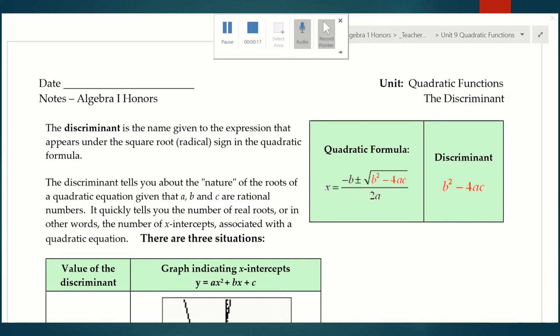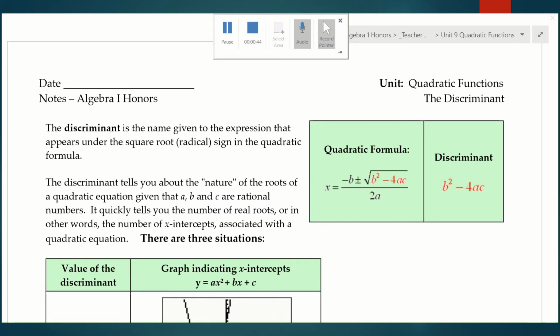It says the discriminant is the name given to the expression that appears under the square root or the radical sign in the quadratic formula. The discriminant tells you about the nature of the roots of a quadratic equation, given that a, b, and c are rational numbers. It quickly tells you the number of real roots, or in other words, the number of x-intercepts associated with a quadratic equation.